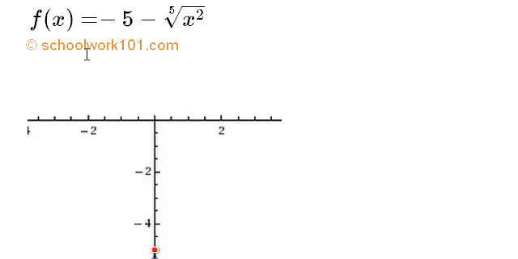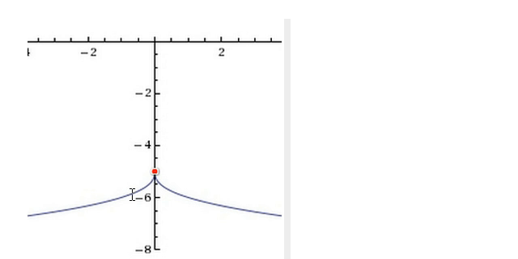Okay, we are looking at relative extrema. We have the function f of x equal to negative 5 minus the fifth root of x squared. And you can see a piece of the graph down here. Let me scroll. Okay, so here's the graph of the function, and you can see here where the red dot is. This is where the maximum is occurring.